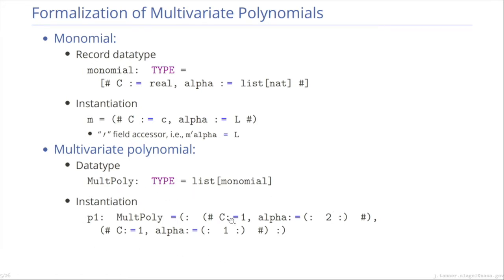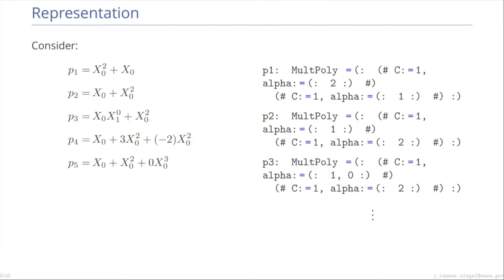Here's an example, P1. This is a list that has two entries. Each of the entries is a monomial. The first monomial, if we call the one variable being used x, is x squared. And then the second monomial is x. So P1 is x squared plus x. So you can have many polynomials.